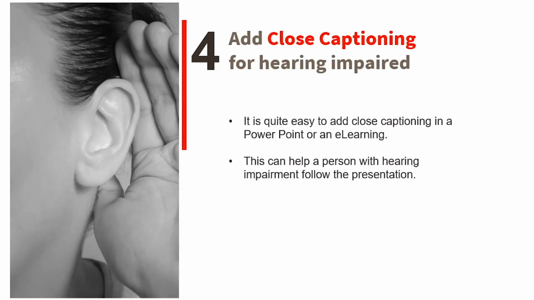Tip number 4. On the flip side, someone in your audience could be hearing impaired. Consider adding closed captioning to your presentation or e-learning, which is not hard to do. This can make a world of difference to someone who is hearing impaired. I can speak for this personally, as my mother, while not deaf, is severely hearing impaired, and the only way she can follow along a Netflix show is by reading the subtitles.